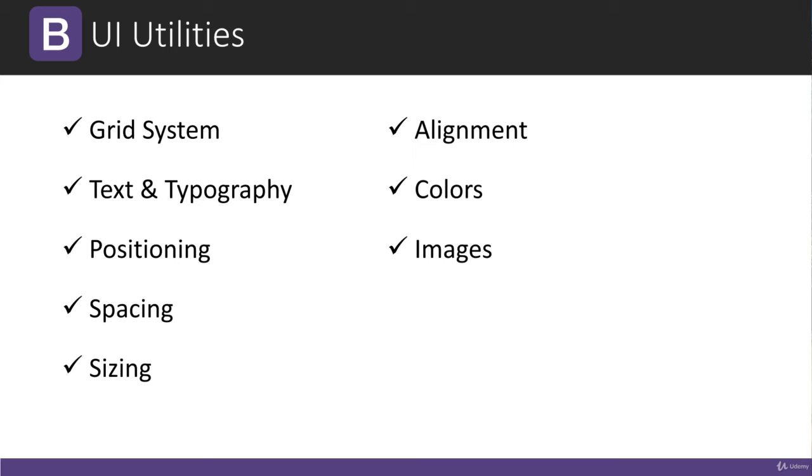We have image classes for fitting images in their containers, for making images circular, things like that. And then responsive utilities. So for instance, if we wanted something to only show on small screens or large screens, we could do that as well. And then we have shadow classes, we have different border classes, and a whole bunch of other stuff that you're going to learn. Now, as far as CSS components, we have classes for forms and input groups.